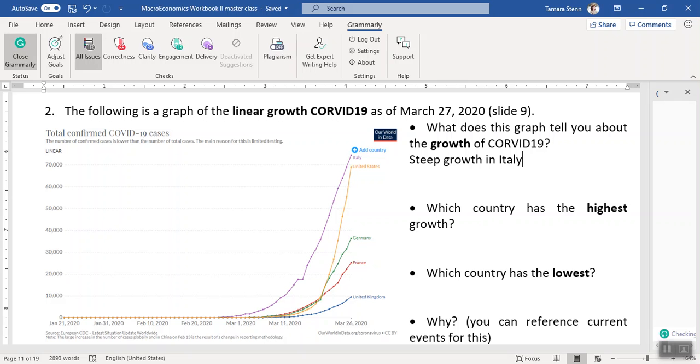Okay, I see the United States is actually looking even steeper more recently, right? It looks like that line is going straight up. I see the United Kingdom is more gradual, right?